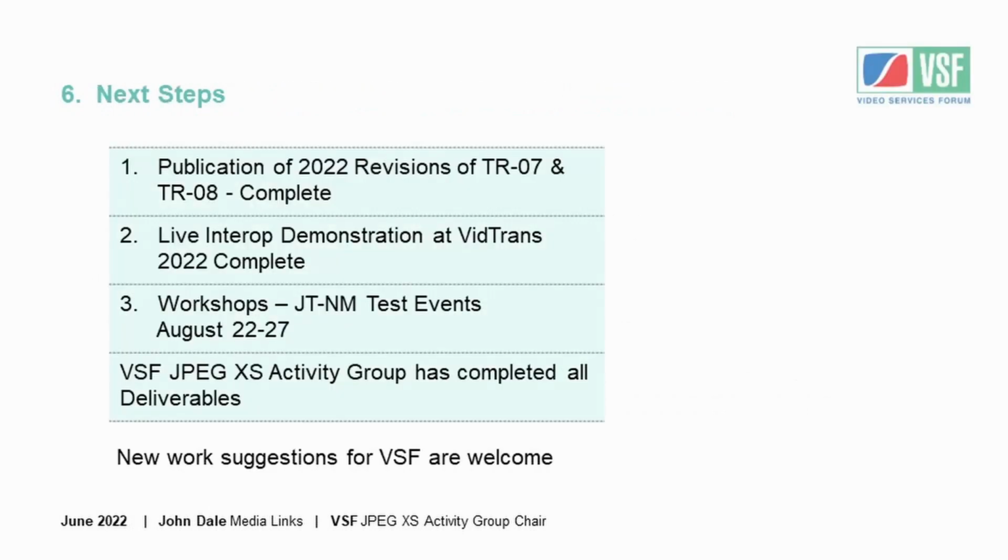So my last slide, I just want to talk about where the activity group is. The JPEG XS Activity Group has completed all of its deliverables per the activity group form. So we've done the TRs are finished, the file exchange finished, the live demonstration is finished. So that group is probably going to be closed.